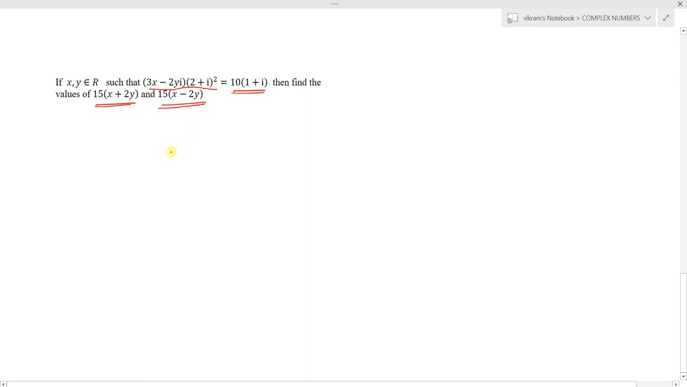So what is the condition he has given? (3x minus 2yi) into (2 plus i) whole square equals 10 times (1 plus i). It is clearly asking us to find the x and y values. If we are able to find these x and y values and substitute them in the required expression, we will get the values of 15 times (x plus 2y) and 15 times (x minus 2y).